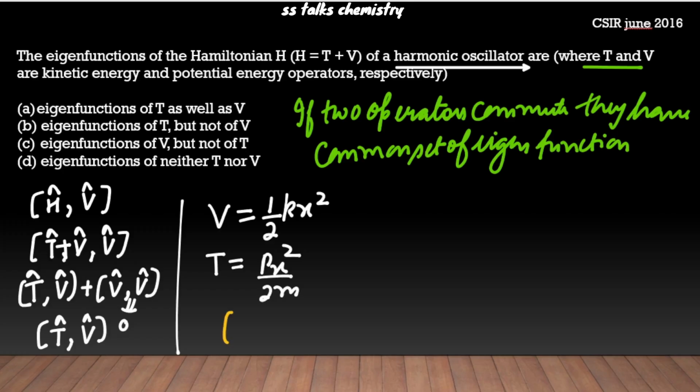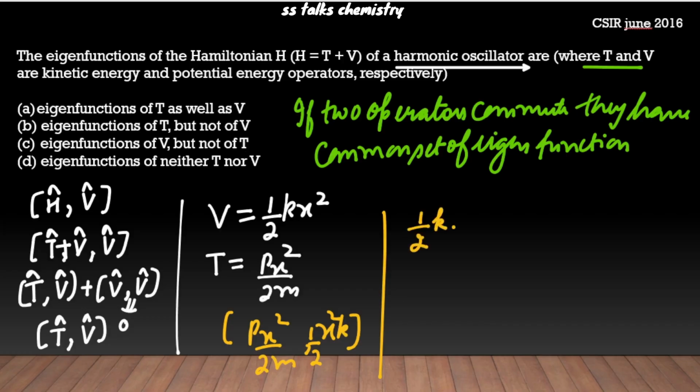Here we will have px square upon 2m, and we have to find its commutator with half kx square. If we take the constant values outside, it will be half of k into 1 by 2m into the commutator of px square and x square. We have to see whether this value comes out to be 0 or not. So it will become k upon 4m.